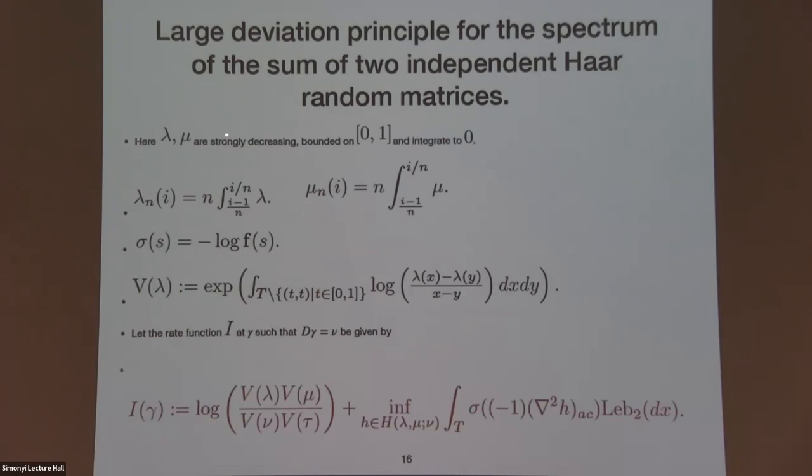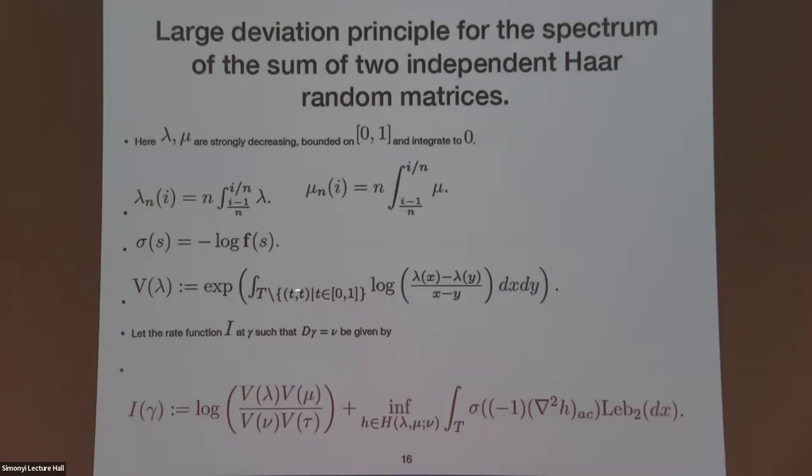So lambda, mu are strongly decreasing. This is in 0, 1, integrate to 0. This lambda n of i is the slope of the ith piece. Mu n of i is the slope of the ith piece in the horizontal thing which encodes mu. Sigma is going to be our surface tension, which will be interpreted in terms of the volumes of some polytopes, which I'll discuss later.